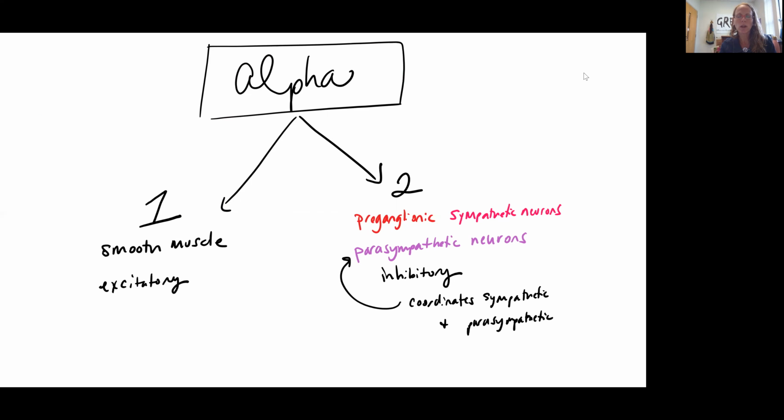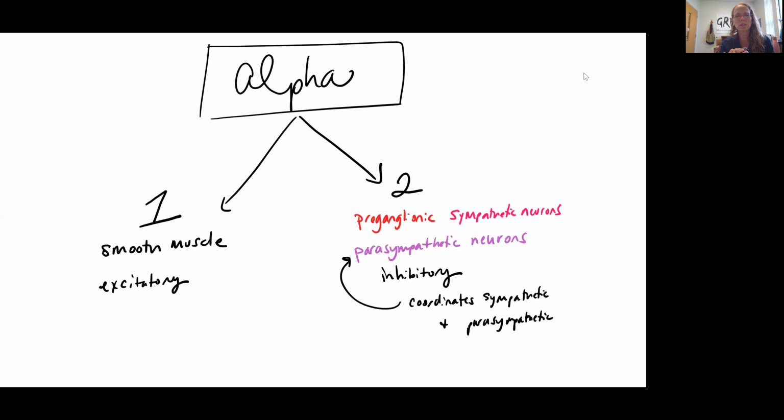Alpha 2 receptors are located on both preganglionic sympathetic neurons and parasympathetic neurons, and it's inhibitory. So if you get a release of your epinephrine, not only are you going to maybe be stimulating smooth muscle, but by binding and inhibiting the parasympathetic neuron, you're going to be coordinating your two divisions. Because remember, they have opposite actions. So if you need to be able to stimulate a tissue with the sympathetic division, you need to then stop any contradictory signal that might be coming from the parasympathetic.